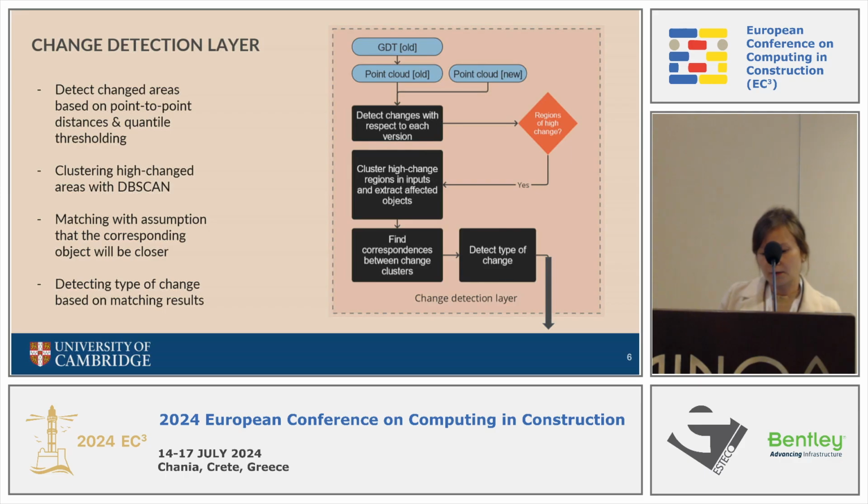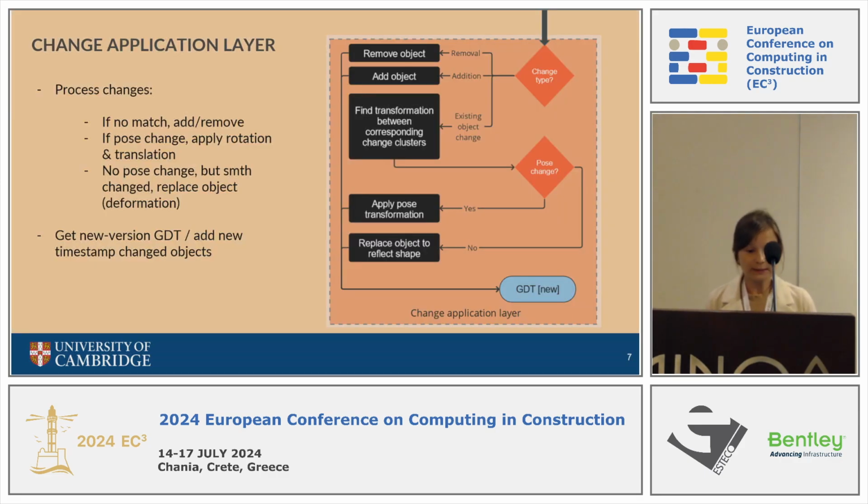And then when we have that, we need to match them with each other. So basically, the matching algorithm here is quite simple. It is based on the assumption that objects that have changed should be close by to the original location. And after doing that, we detect type of changes. So basically, when we have matched clusters, we estimate transformation there using iterative closest point algorithm, ICP. And if there is no match, we assume it is addition or removal, depending on the order of point cloud.